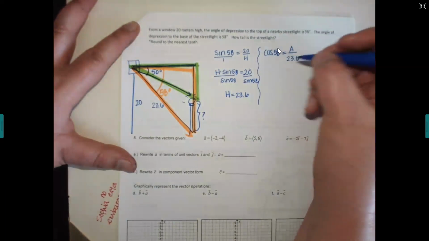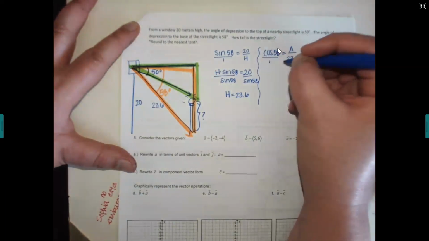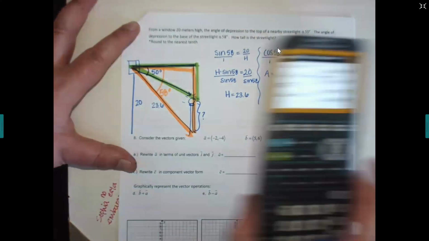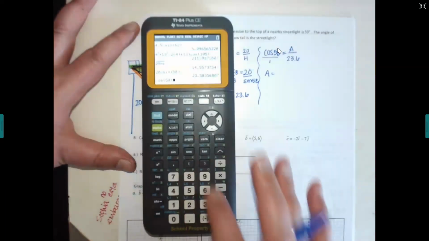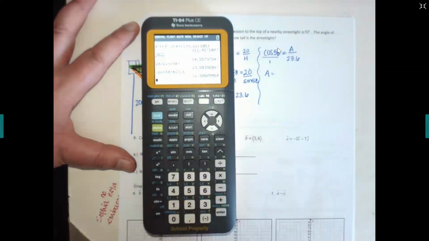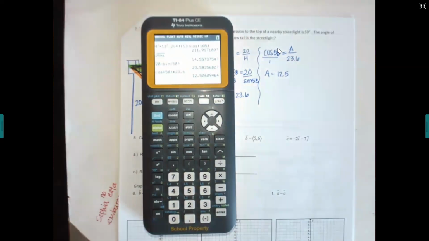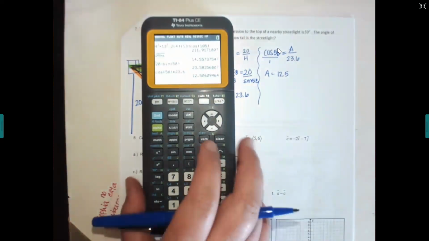So we'll do 23.6 times the cosine of 58 equal to 1 times A, which is just A. And then the cosine of 58 times 23.6, that gives me 12.5. So now let's label that here. This is 12.5.